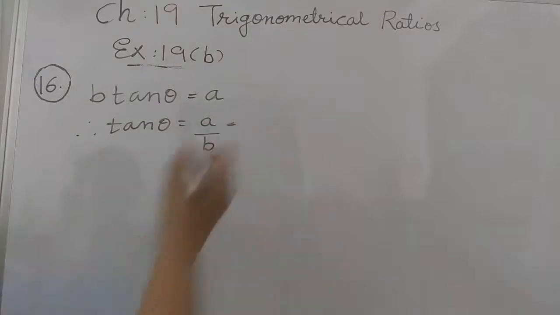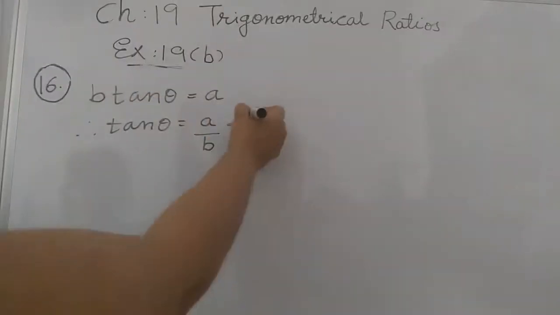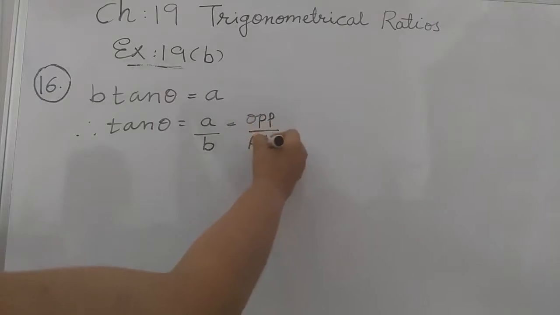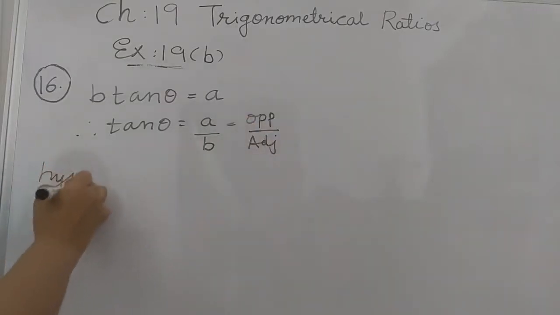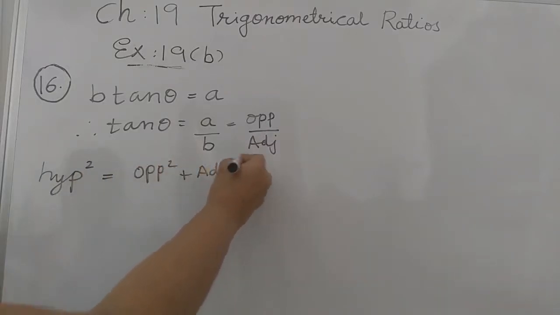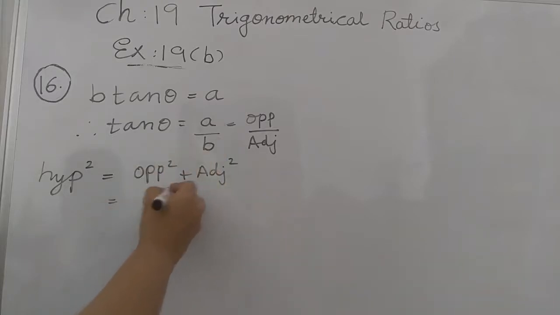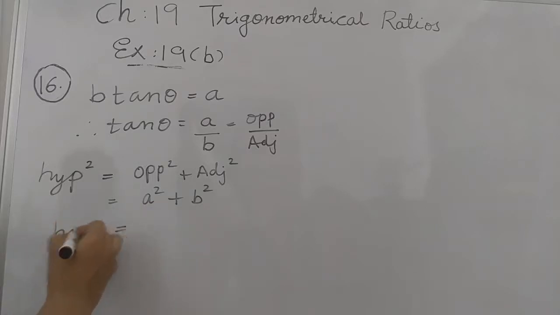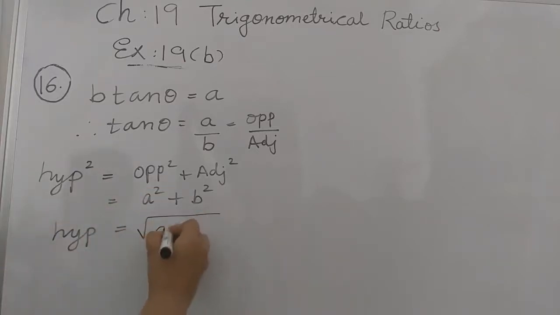For that we use our tan ratio. We know tan means opposite upon adjacent. So now we first find the hypotenuse using Pythagoras theorem. So I directly write the Pythagoras theorem, this is a square plus b square. Here there is no calculation, so we write the square root on both sides. So that will be under root a square plus b square. This a square plus b square, we cannot write separately as a plus b. We have to write it in the square root sign. So this is our hypotenuse we found.